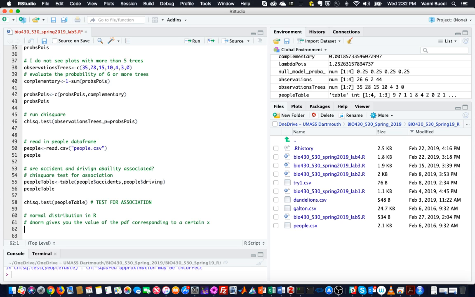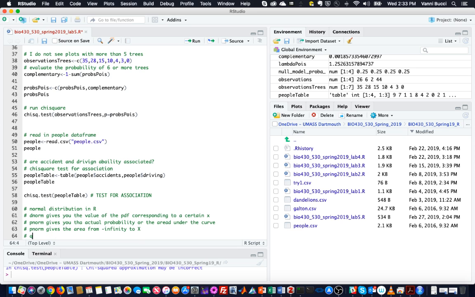And the second command, pnorm, instead gives you the actual probability, right, or the area under the curve. Okay, pnorm gives you the area from minus infinity to x. That's why it's very important to visualize things when you do the calculation in terms of areas and graphically.